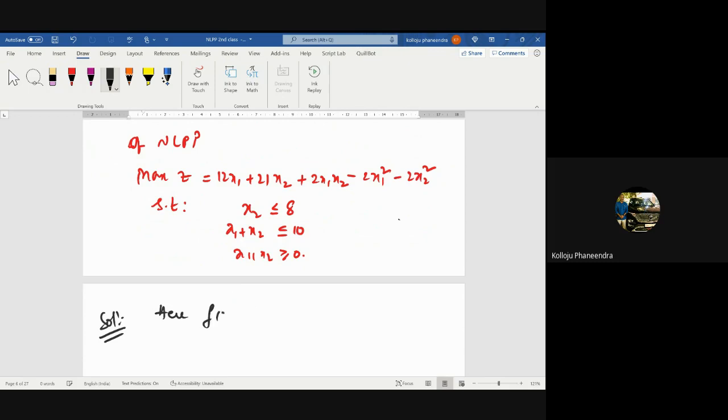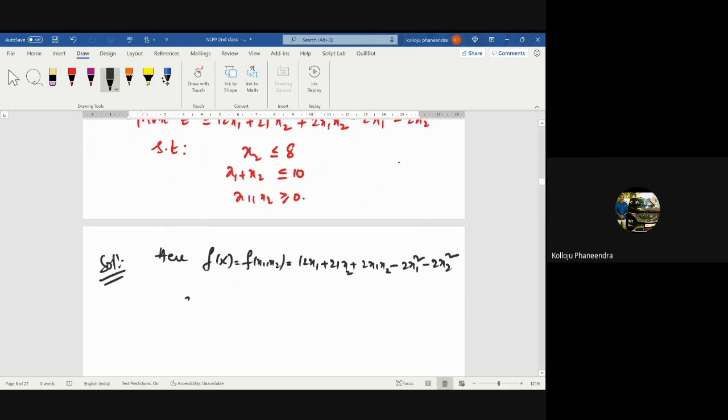Here, what is the objective function f of x? What is the objective function f of capital X? It is nothing but f of x1, x2 equal to 12x1 plus 21x2 plus 2x1x2 minus 2x1 square minus 2x2 square. Coming to the first constraint, g1 of x1, x2 is nothing but x2 minus 8. Take this 8 this side. Another one, g2 is nothing but x1 plus x2 minus 10. These are the constraints, g1 of x, g2 of x less than or equal to 0.